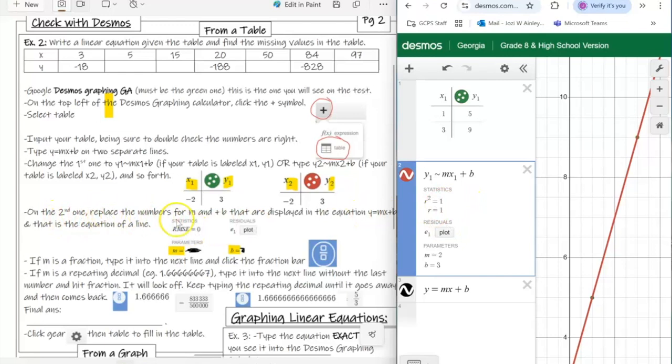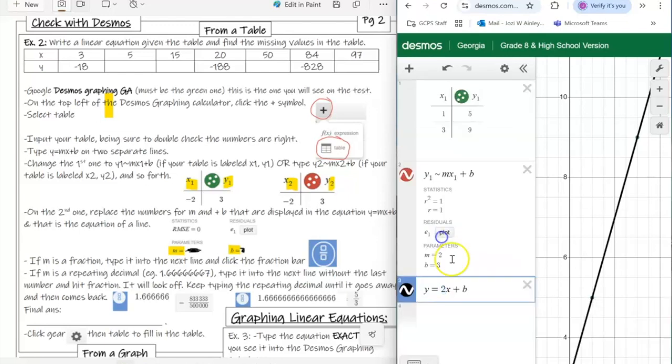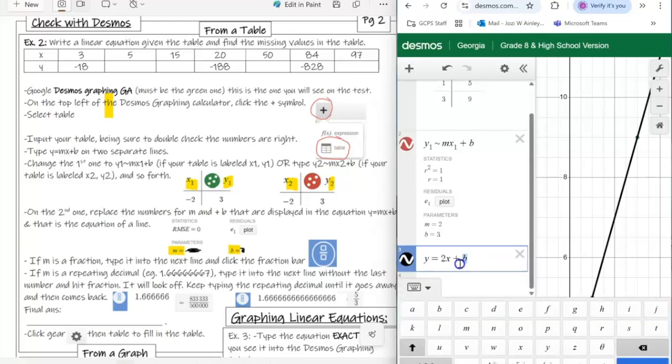Then on the second one, so that's this one right here, replace the numbers for m and plus b that are displayed in the equation y equals mx plus b, and that is the equation of the line. So you're going to look at the calculator for what m is equal to and what b is equal to. So let's go ahead and do that. m is equal to 2. So according to the notes, I just replace m with 2, as I've done here. And then b is equal to 3. So plus b is replaced with plus 3. If this was minus 3, then it would be replaced with minus 3.